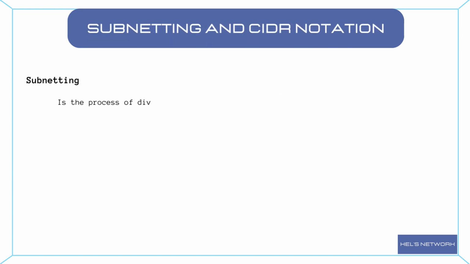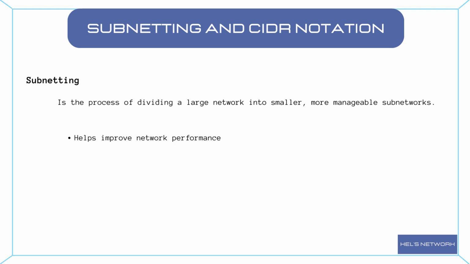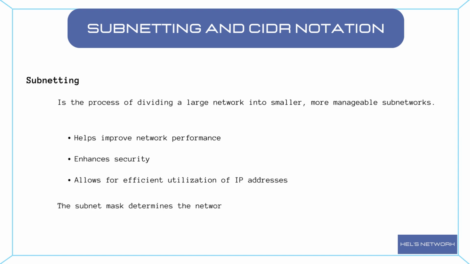Subnetting is the process of dividing a large network into smaller, more manageable subnetworks. Think of it as creating mini-networks within a bigger network. Why do we do this? Well, it helps improve network performance, enhances security, and allows for efficient utilization of IP addresses. To make subnetting work, we use subnet masks. The subnet mask determines the network and host portions of an IP address. By applying the subnet mask, we can identify which devices belong to which subnets.